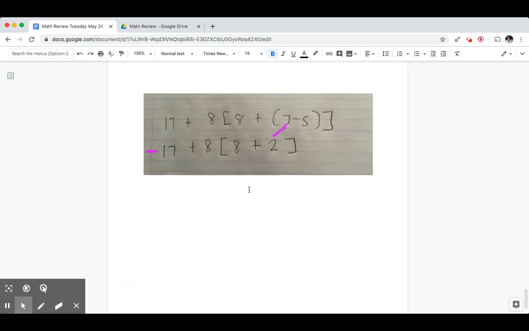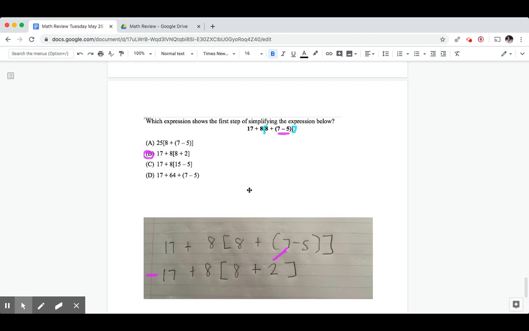So now you're going to go ahead and get started on your exit ticket. Make sure to check in with your teacher if you need a conference.